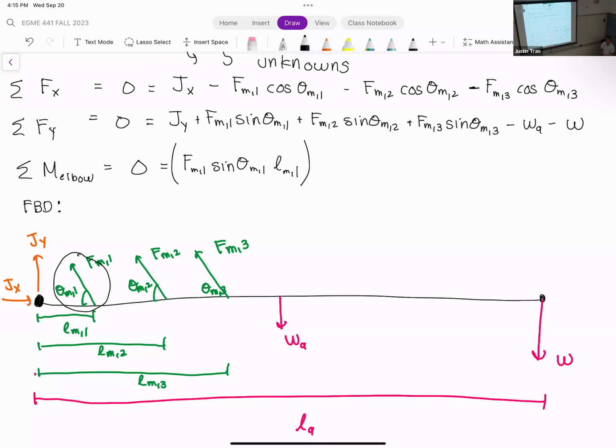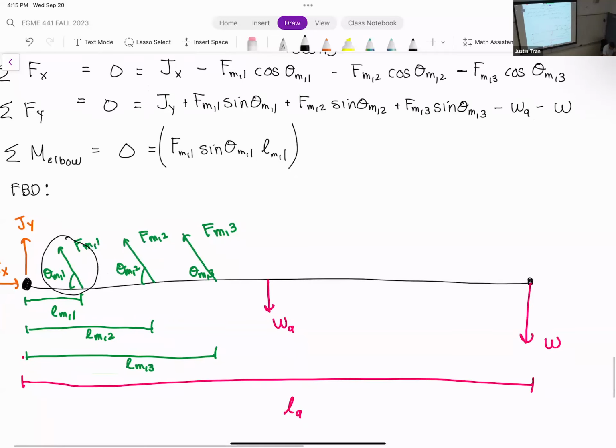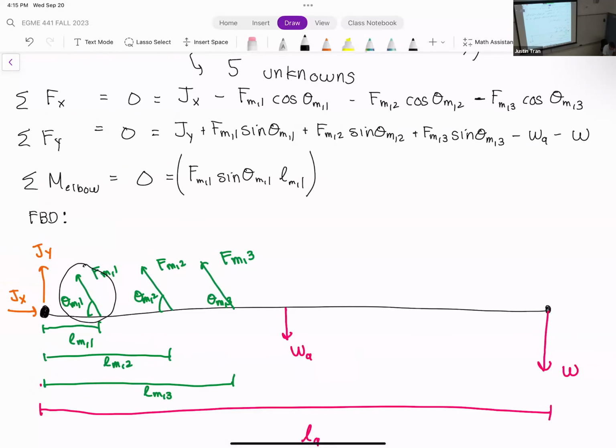The moment due to Fm1 is going to be the vertical component of the force, or the force that's perpendicular to the line of action. So that's Fm1 sine of theta m1. Then we multiply that by the distance between that force and the joint. So it's Fm1 sine of theta m1 multiplied by Lm1. And I give it a positive sign because this moment is going to produce a counterclockwise moment around the joint, hence it has to be positive. And we're going to have very similar expressions for Fm2 and Fm3.